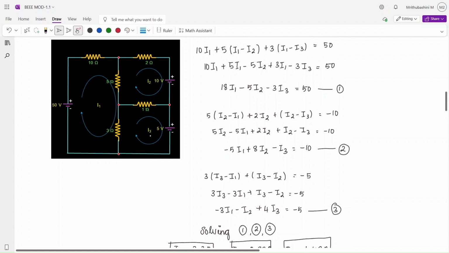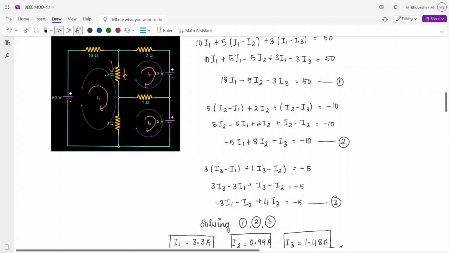So here you can clearly see that you have three loops, three meshes. I said that whenever you are seeing a mesh, you have to put the current in a loop in a clockwise direction. So how will you write this? It's from negative to positive, so it's minus 50 plus 10 into I1. Here the 5 ohm resistance has two currents passing through. One is I1 in this direction and I2 in the opposite direction.